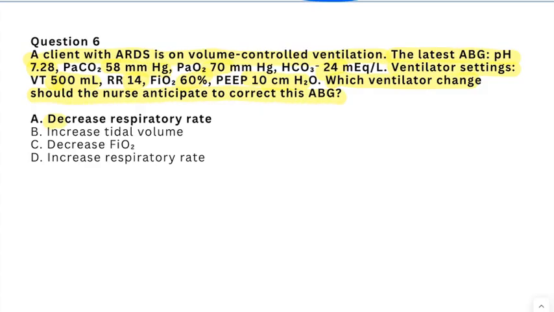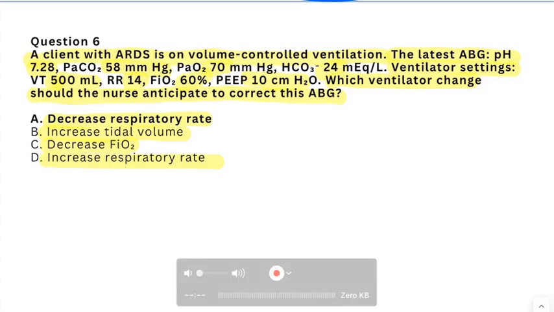So is it letter A, decrease respiratory rate, letter B, increase tidal volume, letter C, decrease the FiO2, and letter D, increase respiratory rate? So I'm gonna give you the timer again.